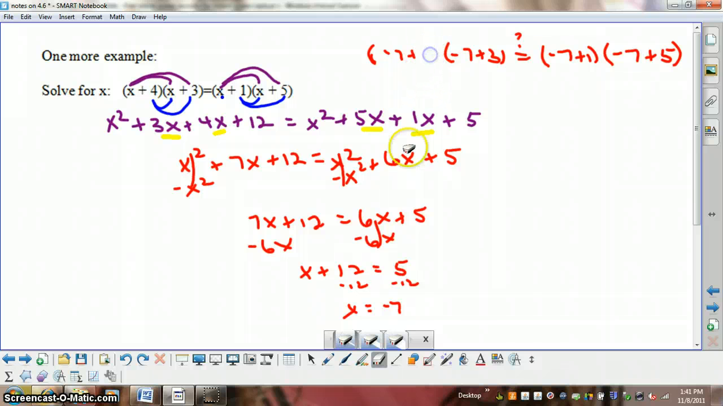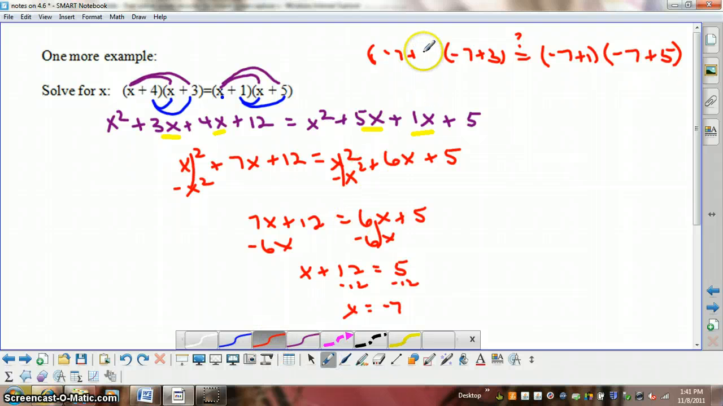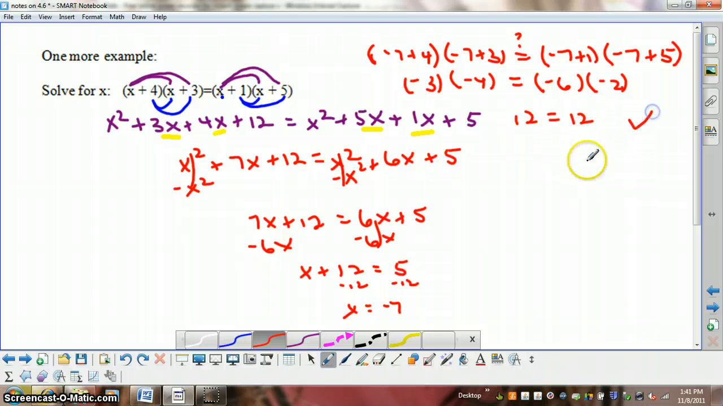Right here, this should not be negative 7 plus 5. This should be negative 7 plus 4. So this would be negative 3 times negative 4, and we need to see if that's equal to negative 6 times negative 2. Does 12 equal 12? The answer is yes, so the solution works. So we solved it correctly, but we had a little bit of a problem with our check. So it's important that you really are careful when you do your check.